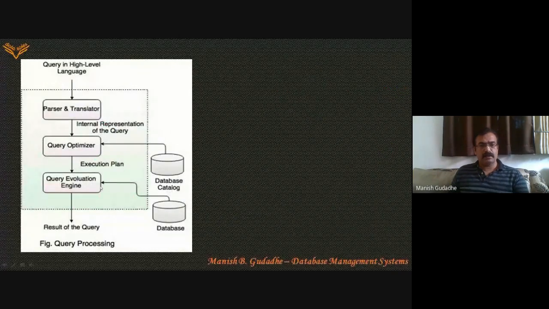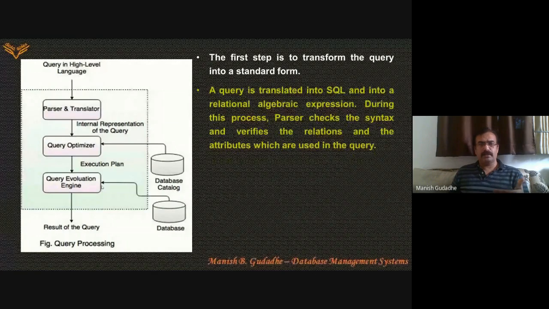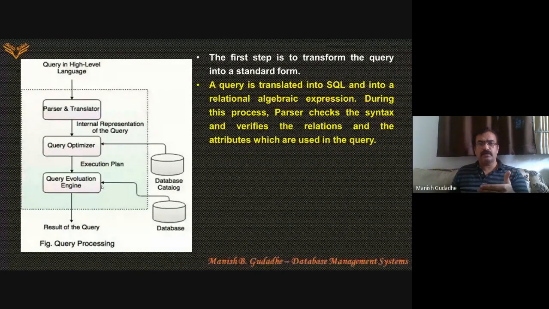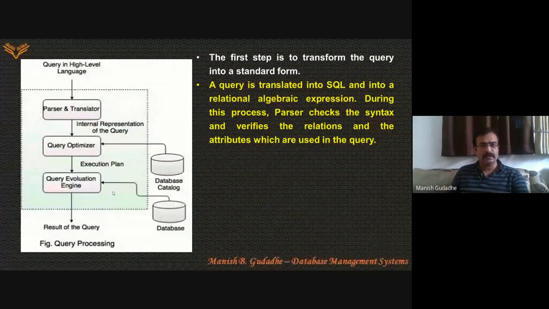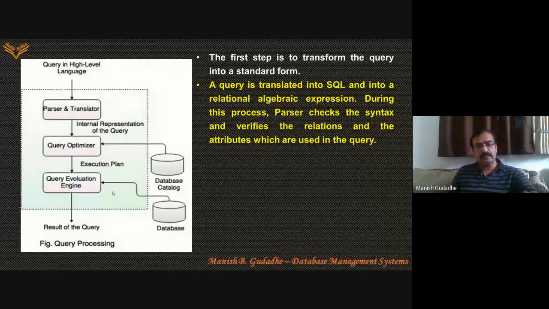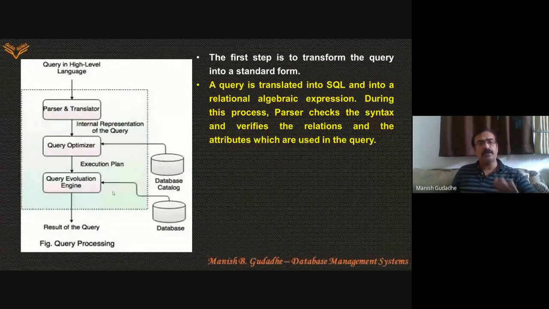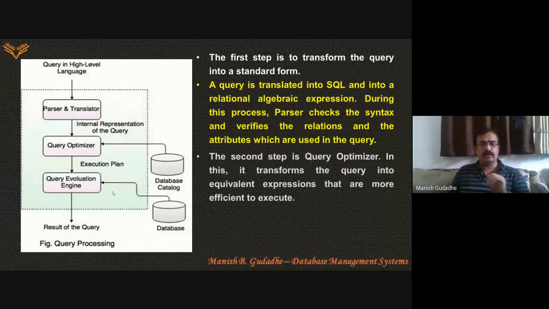The same is represented in a different form of diagram. I will just read out the steps. The first step is to transform the query into a standard form. Standard form is the relational algebra. The query is translated into SQL and from SQL into a relational algebraic expression. During this process, the parser checks the syntax, verifies the relations and attributes which are to be used in the query, whether they are in existence or not, whether they are properly defined or not, whether the tables are properly normalized or not. It will verify all those things.